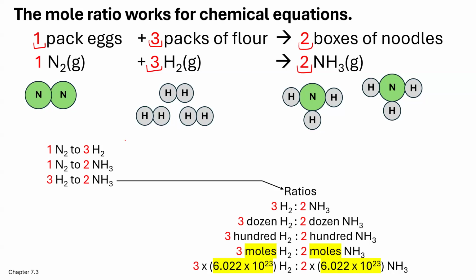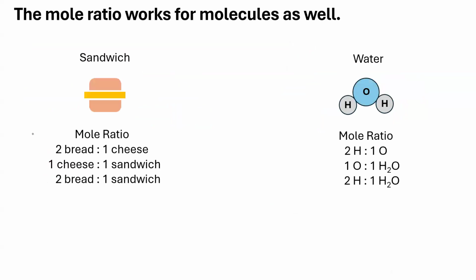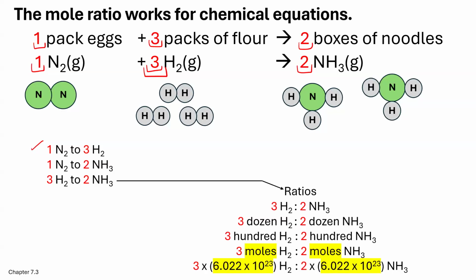But we're looking again at the products and reactants, and we're looking at the ratio of specifically those molecules, right? So here we have 1 N2 to 3 H2. That's the mole ratio of reactants to each other. Here we have one diatomic nitrogen to two ammonia. And here we have three H2 to two NH3, right? That's the ratio.